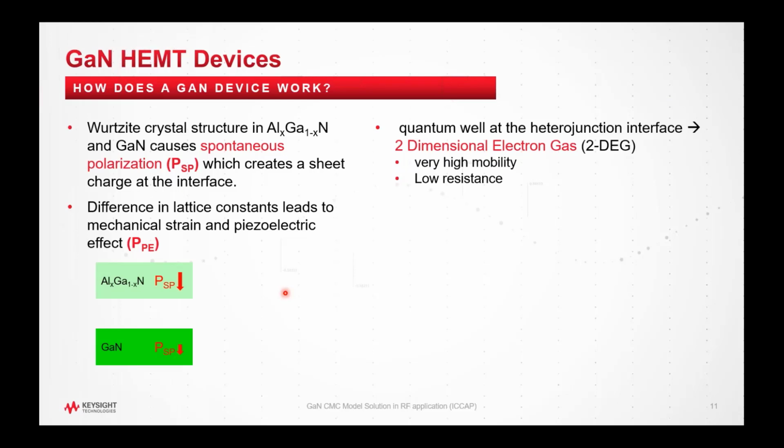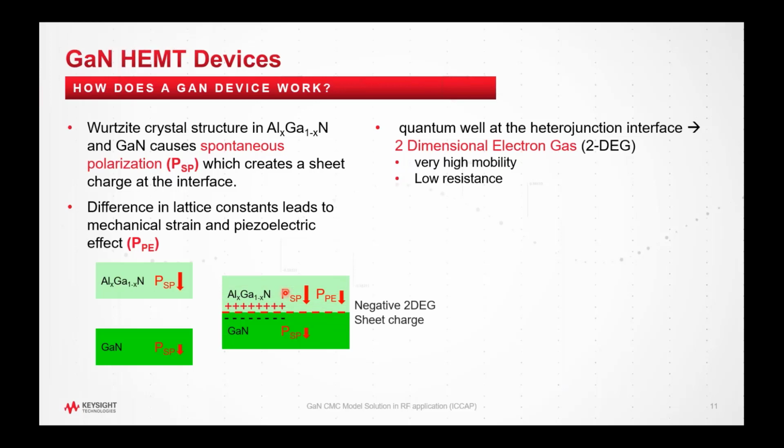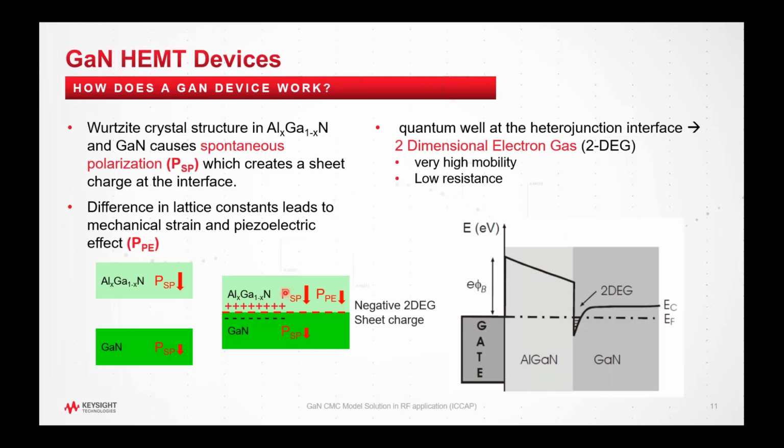If you grow things together, the lattice mismatch will definitely produce some piezoelectric effect on the surface. By having this charge on the surface, you could have a quantum well, also a 2D electron gas on the surface, and together with the charge you get more and more carriers that can move alongside this channel. That's one of the really good features that people benefit a lot from when using gallium nitride devices.